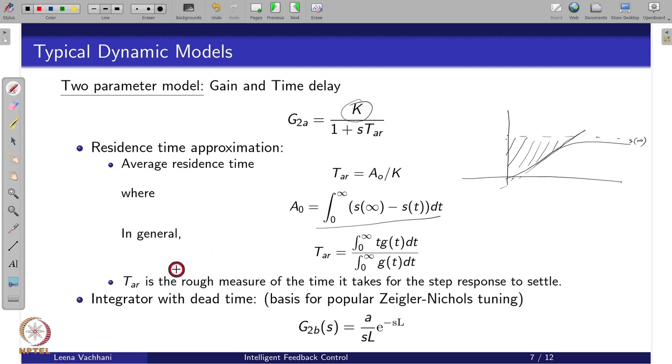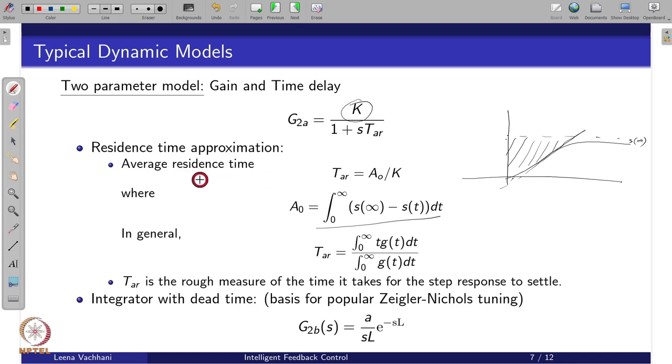So this average residence time is the rough measure of the time it takes for the step response to settle, which is nothing but the description of the time constant that we talk about. But in practice, none of the systems is going to be exactly like a first order system, and that's the reason we are saying that this is an average residence time that we are talking about.